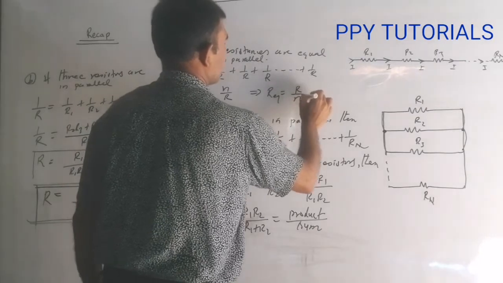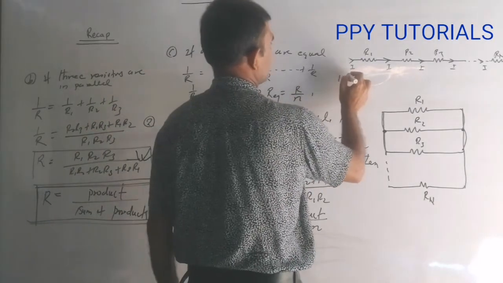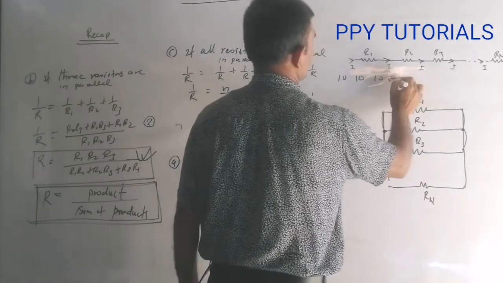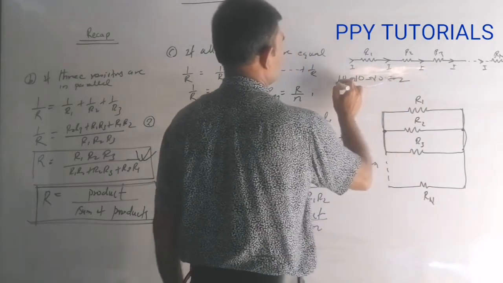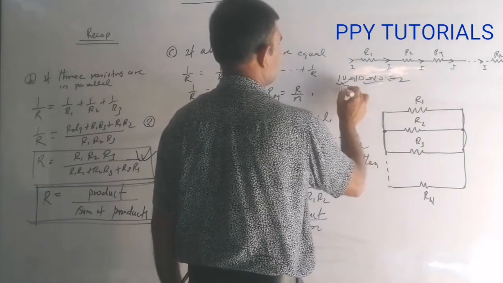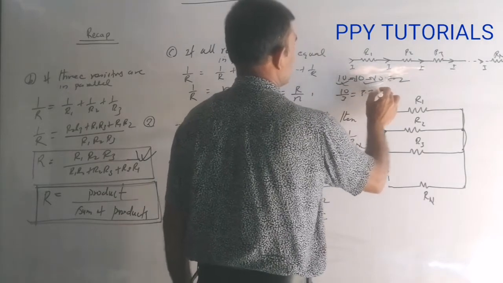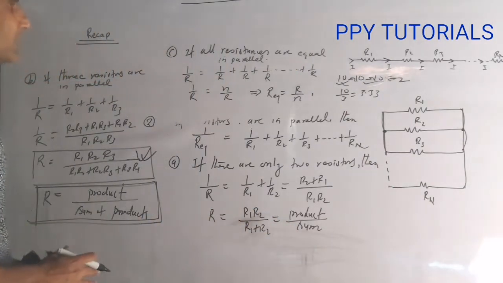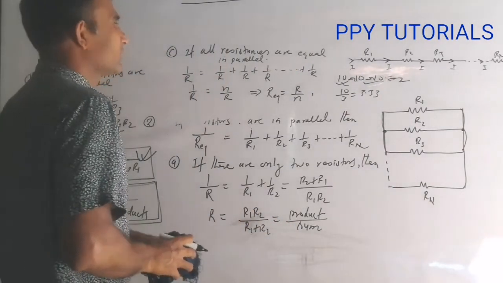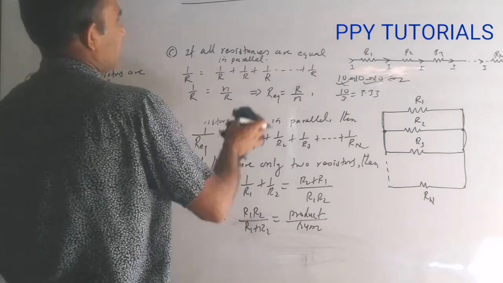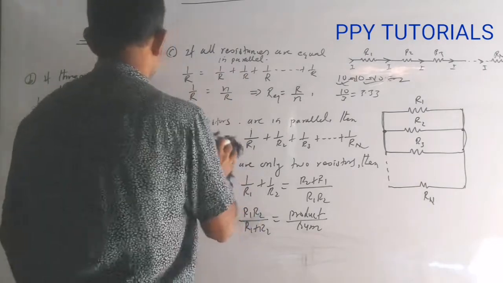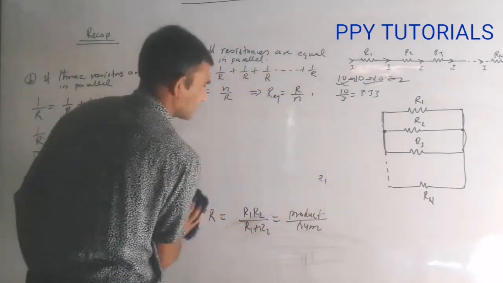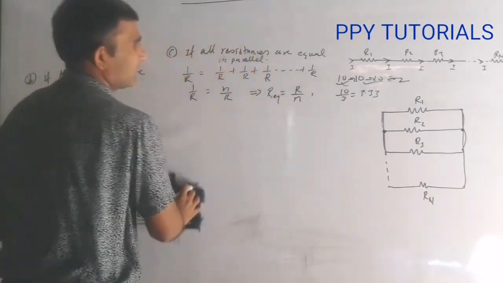Understood this? If you are not getting it, if 10 ohm resistances are in parallel, and if there are 3 of them, then equivalent resistance will be 10 upon 3, that's 3.33. You are not going to use the long formula. If the same resistances are there, just divide by the number. Okay, and that was the third trick. And now let's see the fourth trick that will save your time.